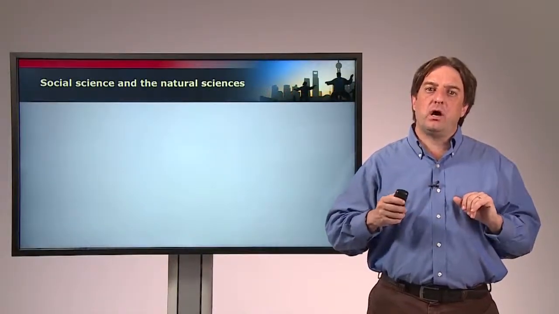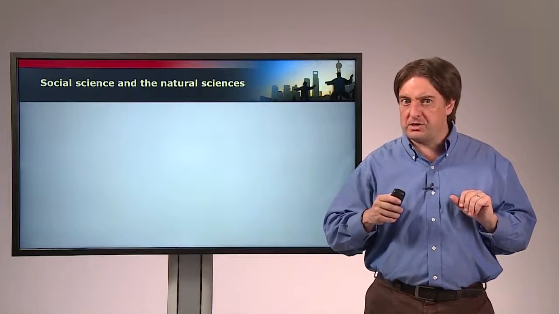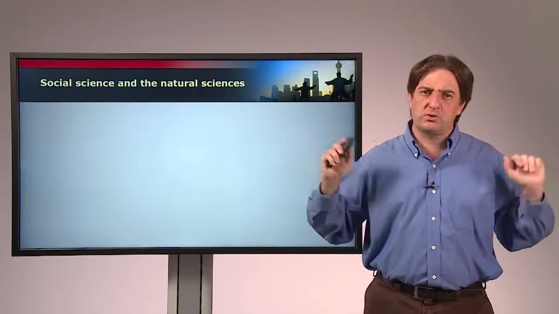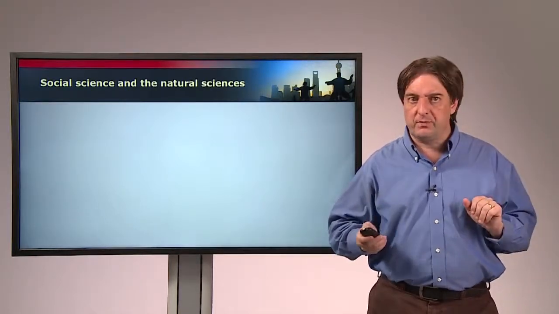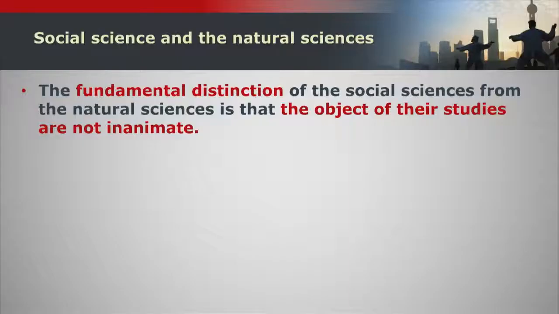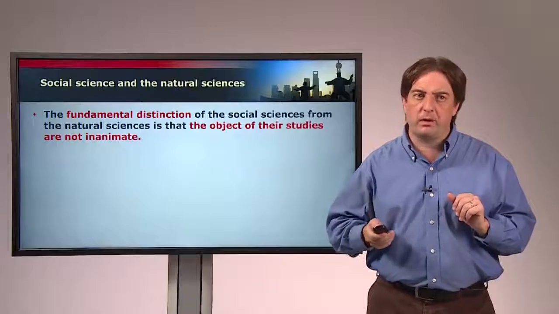I'd like to talk in more general terms about a very important distinction. That's the one between the social sciences and the natural sciences. No one, of course, would confuse the two. They're very distinct. But I would like to identify what I think is the key distinction between them. The fundamental distinction of the social sciences from the natural sciences is that the object of study in the social sciences, the person, the social entity, is not inanimate in the way that the objects of study in the natural sciences, molecules, stars, are inanimate. That's a very important difference.